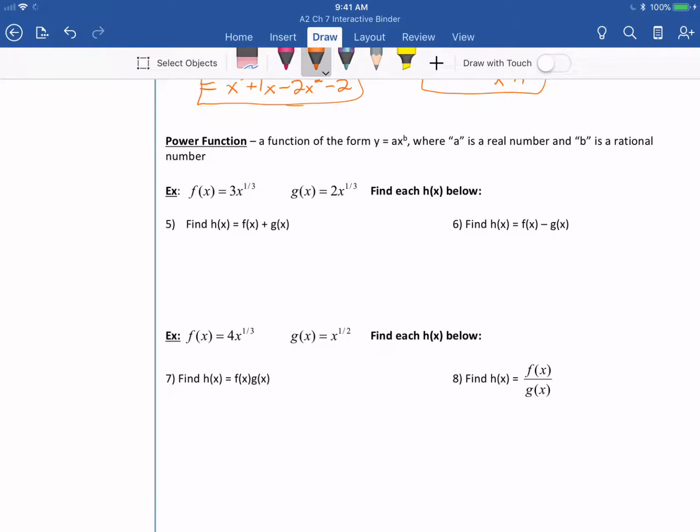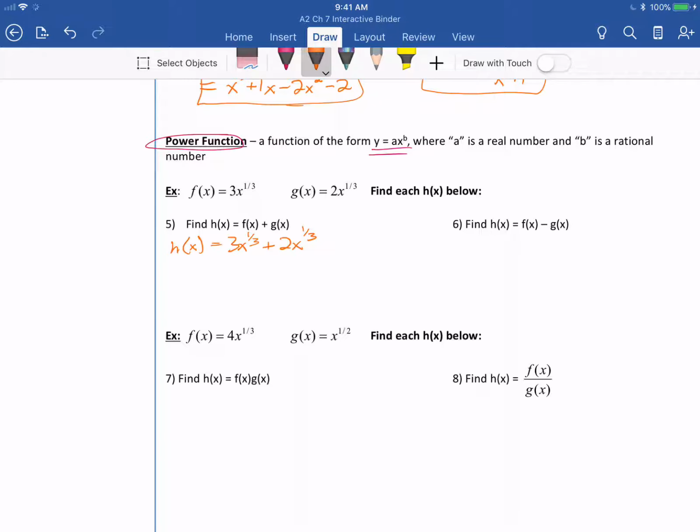All right, so number 5 here, let's talk about these power functions. It's really just functions of ax to the b power. Nothing really crazy there. Those are just the different things that we plug in for h of x, my f of x and my g of x. All right, so this one says h of x equals f of x plus g of x. So my f of x is 3x to the 1/3 and my g of x is 2x to the 1/3.